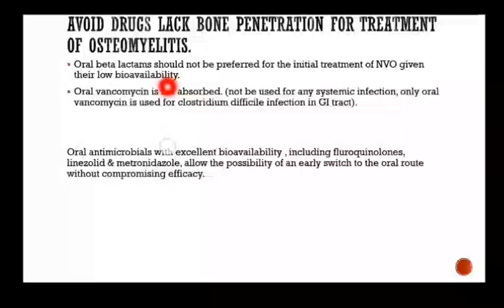Oral beta-lactams should not be preferred for the initial treatment of native vertebral osteomyelitis because of their low bioavailability. Then oral vancomycin is not absorbed, so it should not be used for any systemic infection. Only oral vancomycin is used for Clostridium difficile infection in the GI tract.